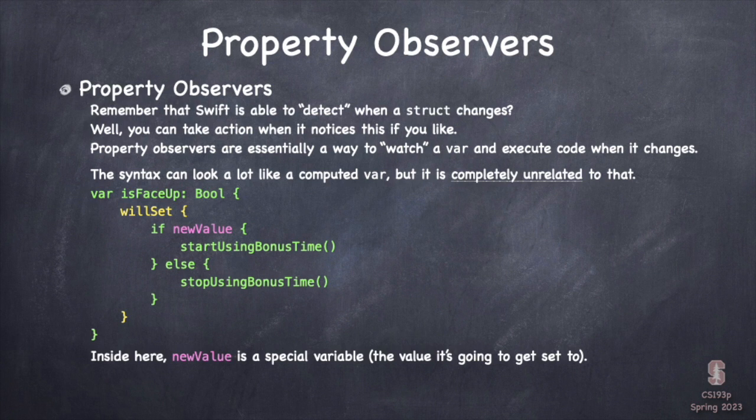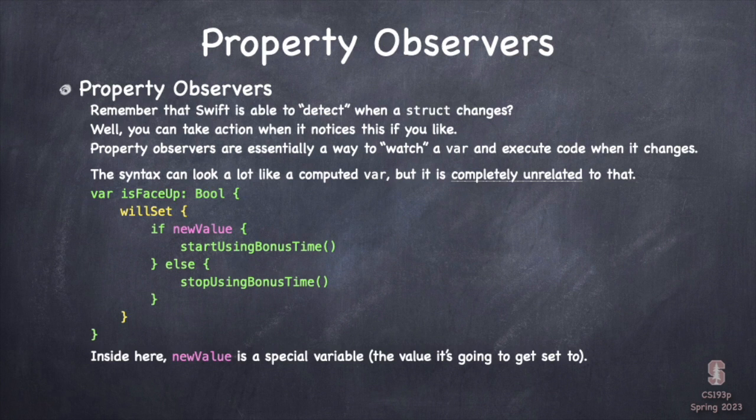Now, I'm putting this code up here, and the most important thing to get out of this slide is that middle sentence, which is that this syntax for property observing looks a lot like computed vars, but it is completely a different thing. It has absolutely nothing to do with computed vars, even though it looks almost the same. So what is this syntax here? I've got this var isFaceUp. It's a normal var, like in our card. It's a normal stored var, not a computed var. But I want to observe when it changes.